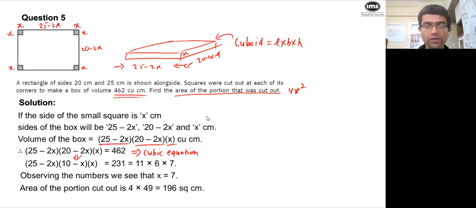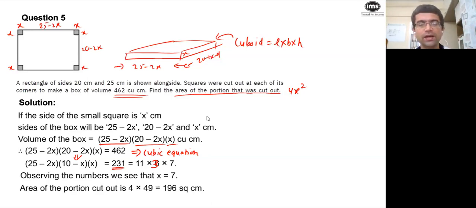Now this is the most important part. I'm going to factorize 231 in such a way that I get it as a product of three numbers. This should in fact be 11 into 3 into 7. I split 231 into three parts, each of which stands for a particular bracket, and just do trial and error to find out which bracket will fit which value.